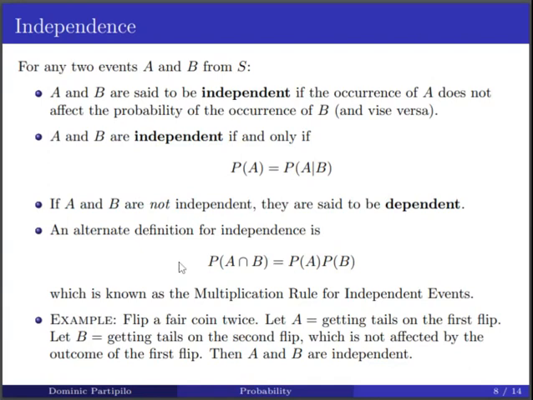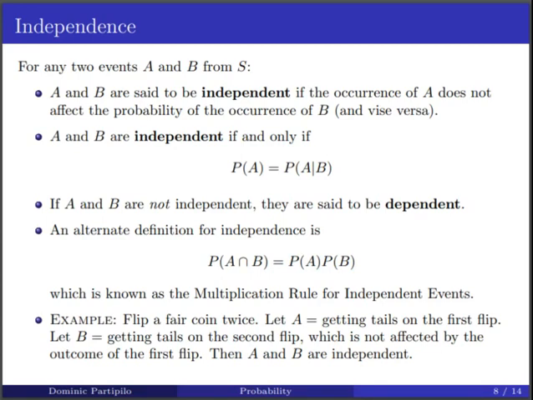And then down here we have an alternative definition for independence, which is that the probability of A intersect B, or the probability of A and B, is equal to the probability of A times the probability of B. And this is known as the multiplication rule for independent events.